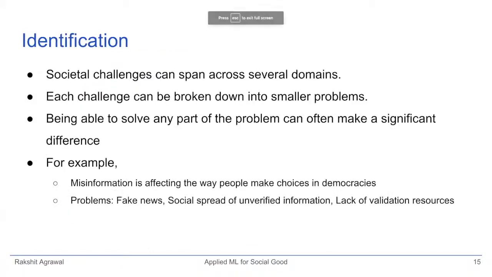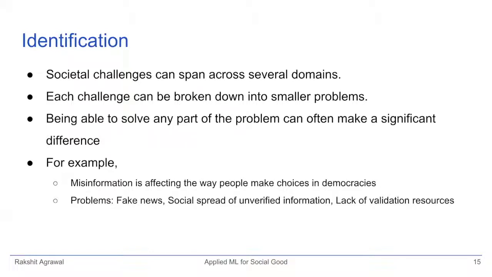So I also have some details over these 4 stages, but I think we have covered those well enough, and there are 5 minutes left. So I want to introduce you to a small case study, quickly going over identification, figuring out the problem, the societal challenge, which is really broad, breaking it down into smaller problems, maybe some things that are solvable. You can find solutions for them, and if you can solve any of those, that can make a significant difference. For example, misinformation, the way it's impacting democracies, is a really big challenge.